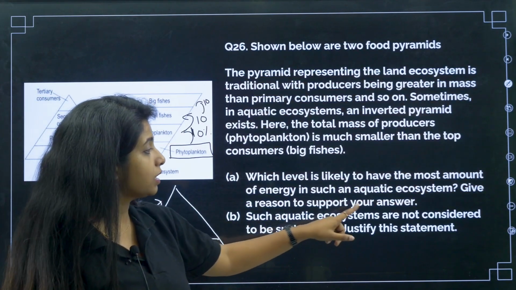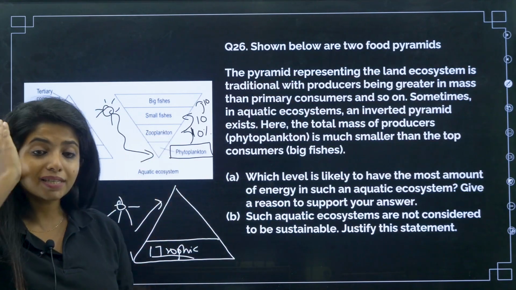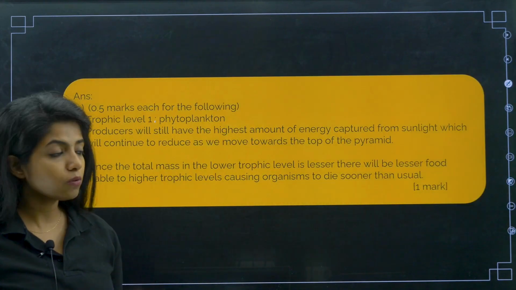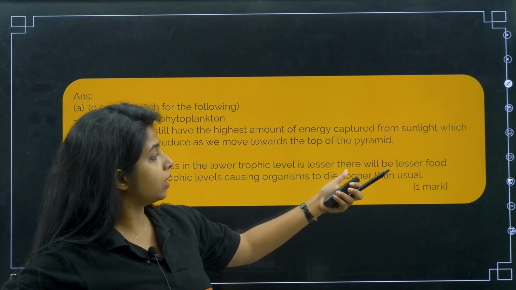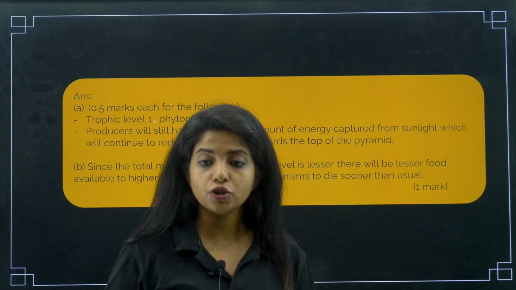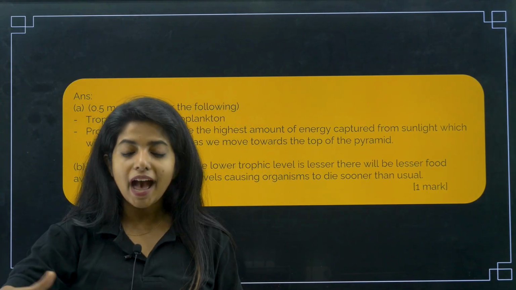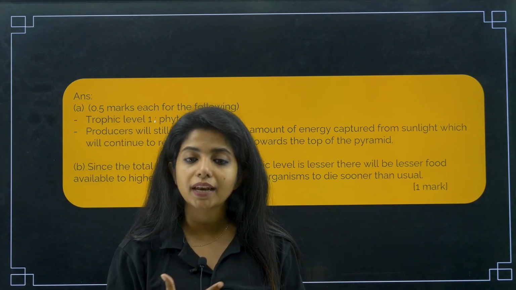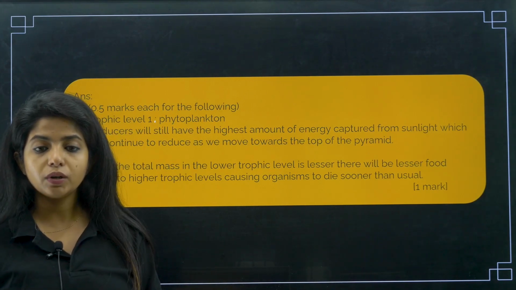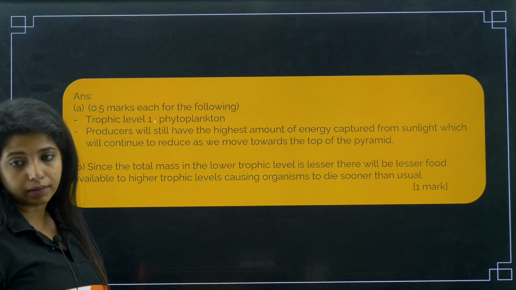Now, such aquatic ecosystems are not considered to be sustainable. Do you think such an aquatic ecosystem will not sustain for a longer time? Yes, it would not sustain for a longer time. That is definitely true. How can you justify? Because since the total mass in the lower trophic level is lesser, there will be lesser food available, obviously. After the bigger fishes have eaten the smaller fishes, someone might be eating someone else, right? And in the lower level, if there is not much food, how can all the other organisms survive, my dear children? Obviously, it will perish later on. Okay, this particular ecosystem will perish. So this is not exactly sustainable.